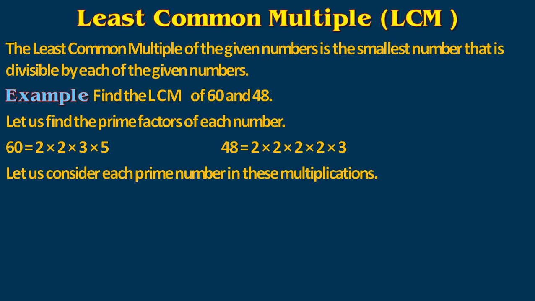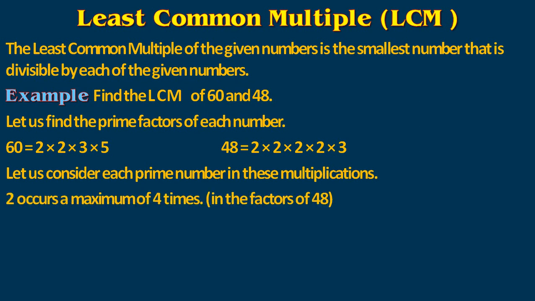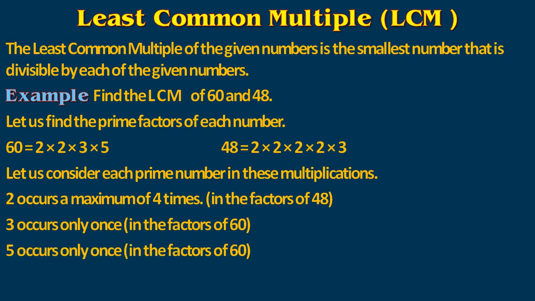Now for the 48 number, we have prime number 2 4 times. So for LCM, we will write 2 as 4 times. In the number 60, we have 3 only once. So after you write 2 4 times, we will write 3 once. And you can see 5 also we will write it as once.